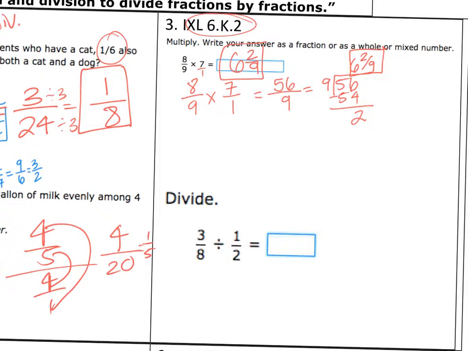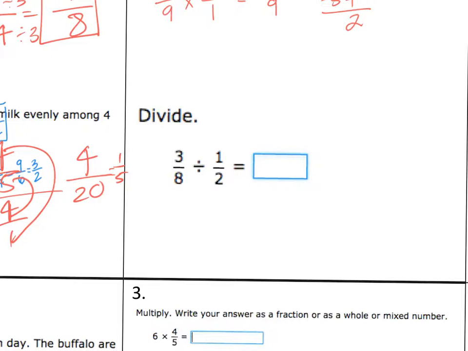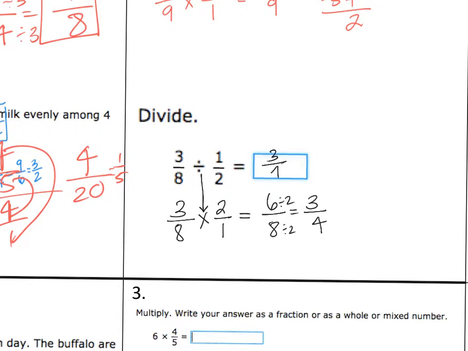The next one, you can use the ear method or the traditional method. So let's go ahead and try that. So we have 3/8. We can change that to multiplication, and the reciprocal of 1 over 2 is 2 over 1. Multiply straight across, that's 6 over 8. If you reduce that, 2 goes into both of those. So divide that by 2, divide that by 2, and you get 3/4.